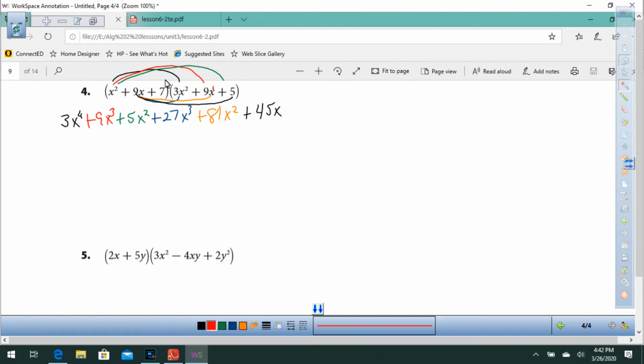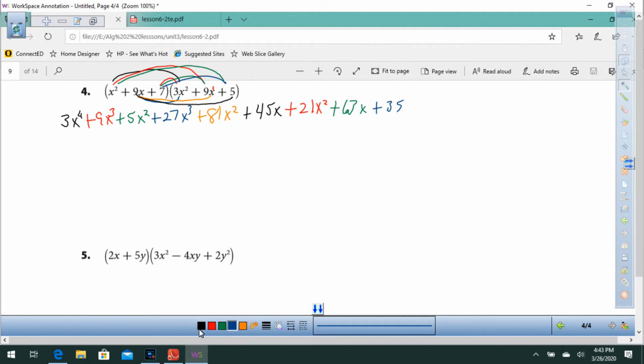And then now let's do the third term. 7 times 3x squared is going to be plus 21x squared. 7 times 9x is going to be plus 63x. And then 7 times 5 is going to be plus 35.